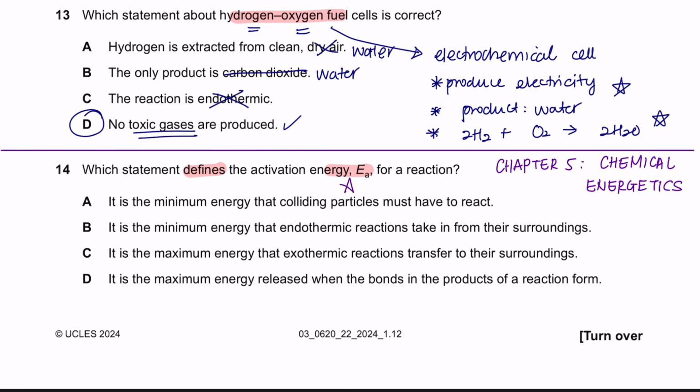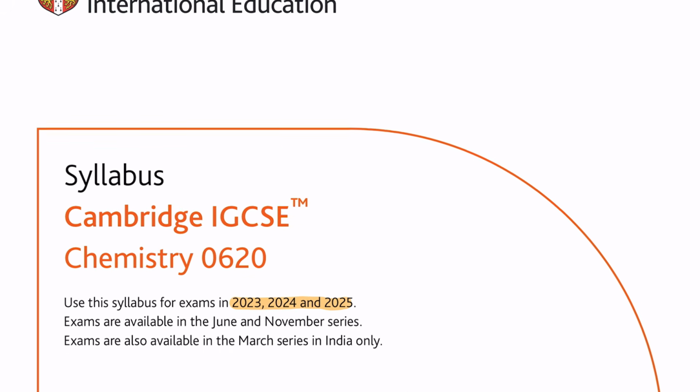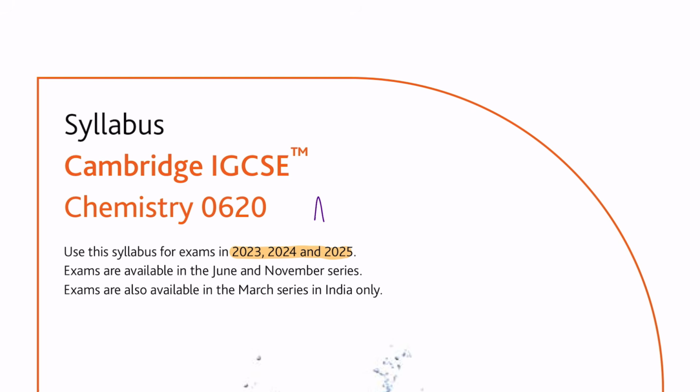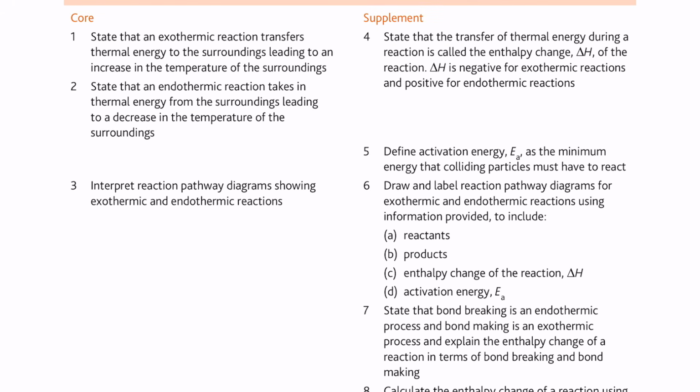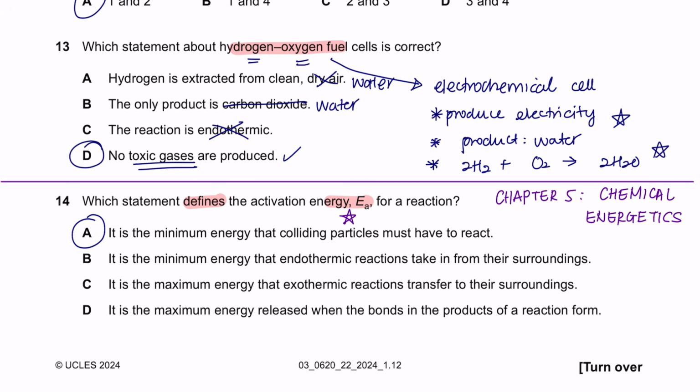You have to remember the definition for activation energy. If you don't know the definition, you can always refer to your syllabus. Under chapter 5 of chemical energetics, you will see that it has been mentioned that activation energy is the minimum energy that colliding particles must have to react. So the answer is A, the minimum energy that colliding particles must have to react.